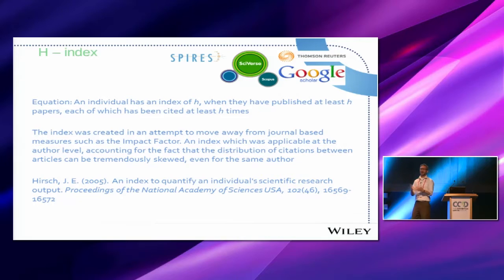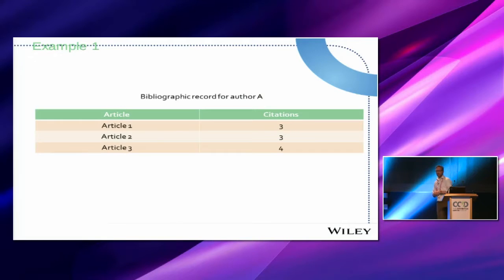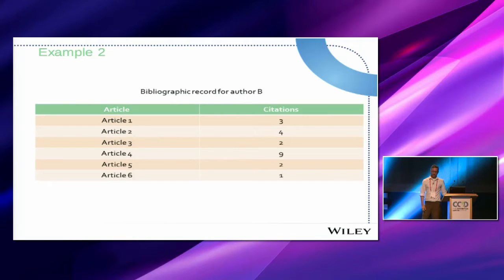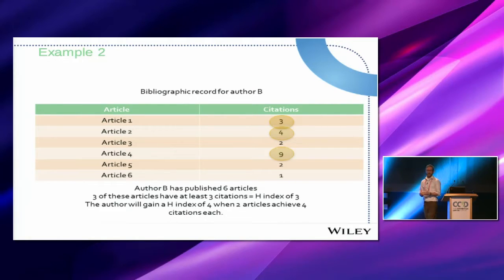Sounds complicated in words, so let's break this down into numbers. Here we have a bibliographic record for an imaginary author. He's published 3 articles. Each of these have been cited at least 3 times. So simply, he'll have a H-index of 3. We have author B. He's got 6 articles. But like author A, only 3 of these have been cited at least 3 times. So he'll only have a H-index of 3. So now we start to see that you can get authors with very different bibliographic records and highly cited papers, which the H-index isn't actually capturing.